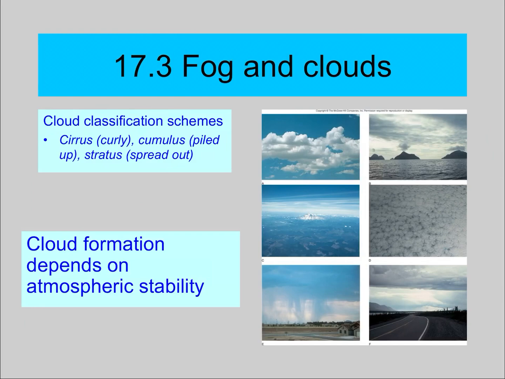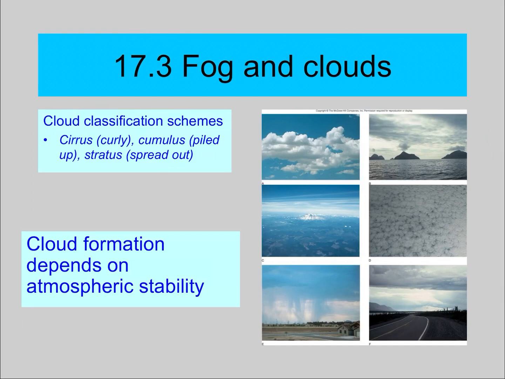So clouds are classified in a number of ways. They're classified based on their shape and in what layer of the atmosphere they form. So cirrus clouds tend to be curly, cumulus piled up, stratus spread out. The storm cloud that we see, the big thunderheads coming in, is called a cumulonimbus cloud, which is a very tall structure. And we'll see a cumulonimbus cloud when we get to our discussions about thunderstorms.